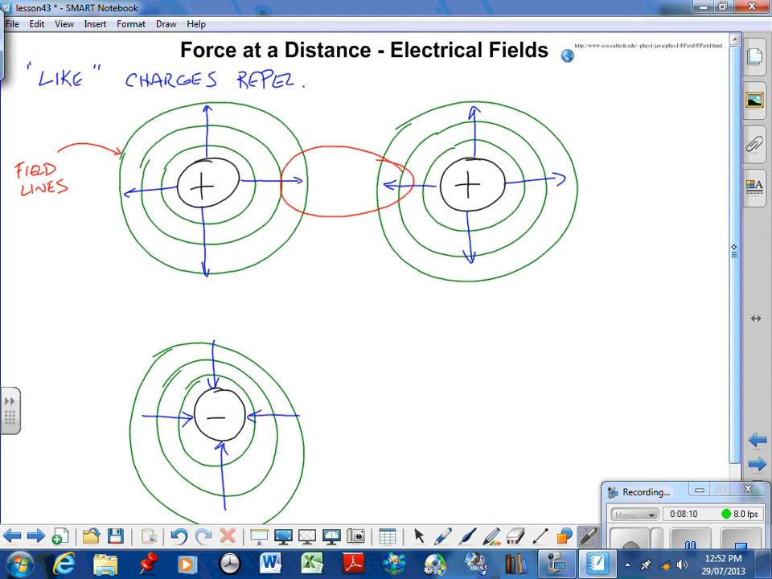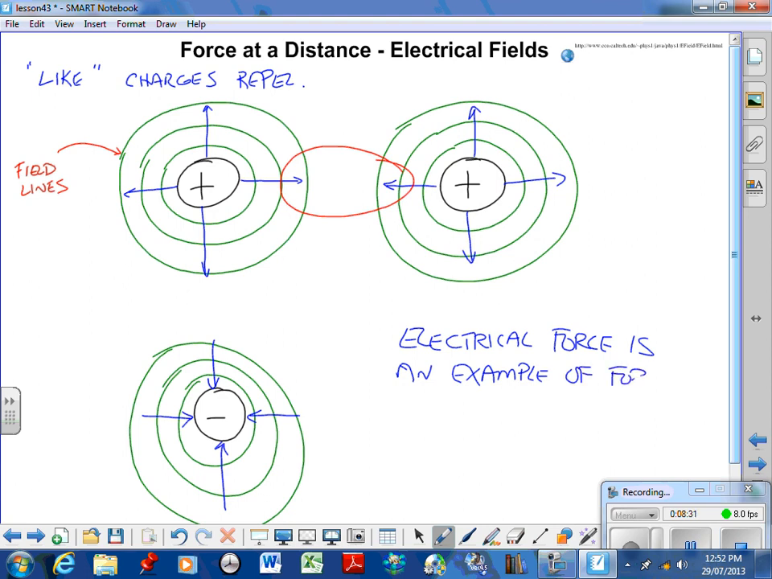So I just want you to realize again, similar to what we did when I talked about gravity, that there are forces out there where no contact is required. So gravity was an example, and electrical force is an example of force at a distance. All right, no contact is required.